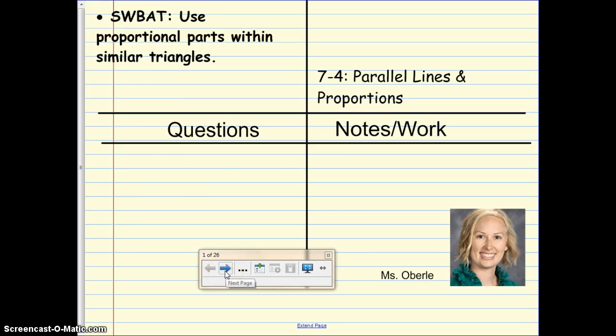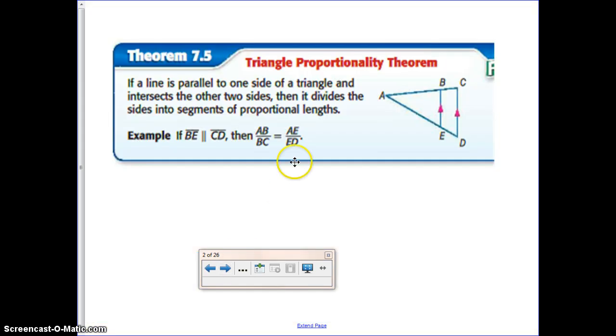By the end of this lesson, you will be able to use proportional parts within similar triangles to find unknowns. Let's start with our first theorem.